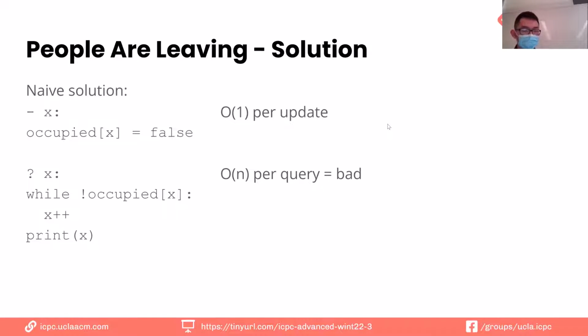So from that, we have a very naive solution of just keeping track of a Boolean array of whether each position is occupied at any time. So for minus x, we just set occupied x to false. And to query, we just linearly scan through the array to find the first position x such that occupied x is true.